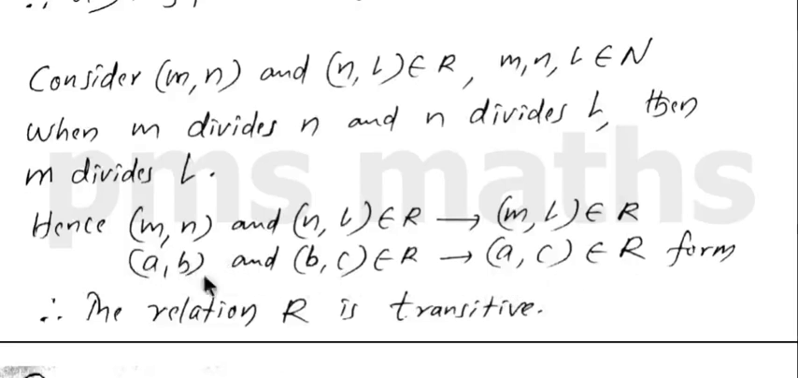Here b equal. Therefore, we can take first number and last number. This is a comma c. That a comma c belongs to R. This is the condition for transitive relation. Here these two numbers are equal. Therefore, we can take first number and last number. That means m comma l. That m comma l belongs to R. That means this condition is satisfied. Therefore, we can say the relation R is transitive.